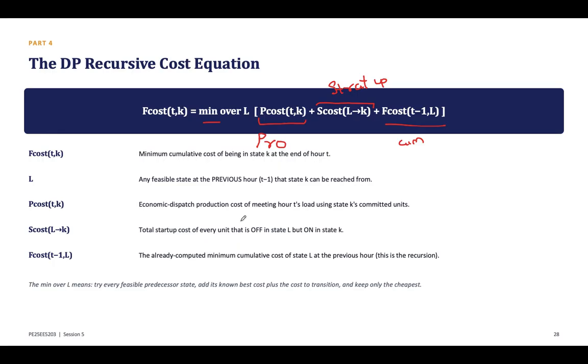Each entry is not an isolated hourly cost, it is the best cumulative cost of a complete path ending up in the specified state. So the minimization over a predecessor L is local in form but global in consequence. Because F cost, the last cumulative cost, already contains the best history before our T. Choosing the cheapest predecessor automatically accounts for all earlier decisions. This is the mathematical mechanism by which DP avoids complete enumeration of the past.